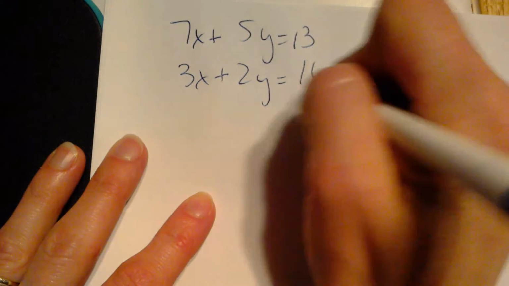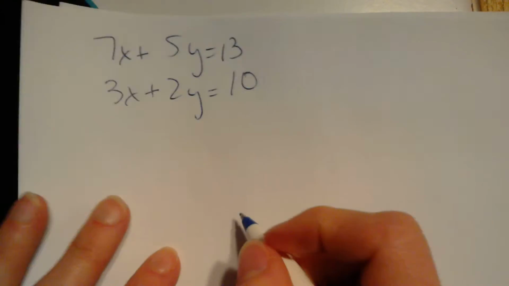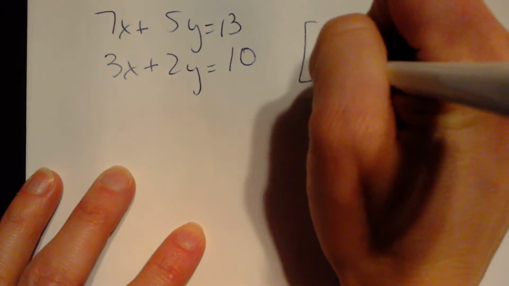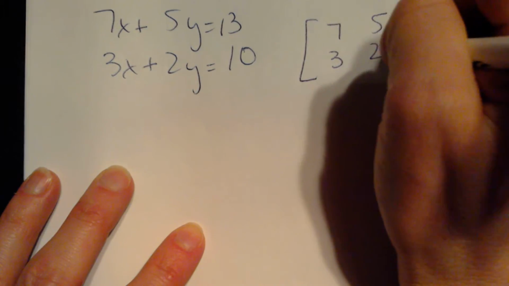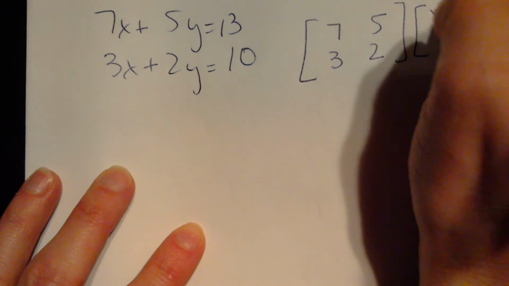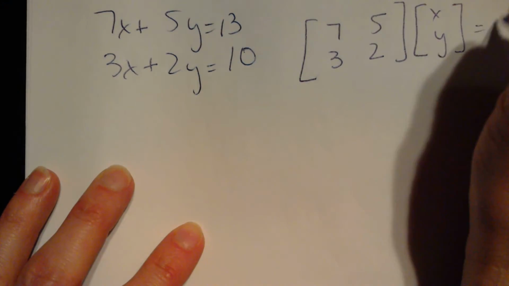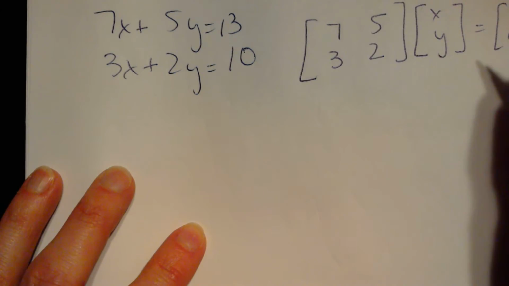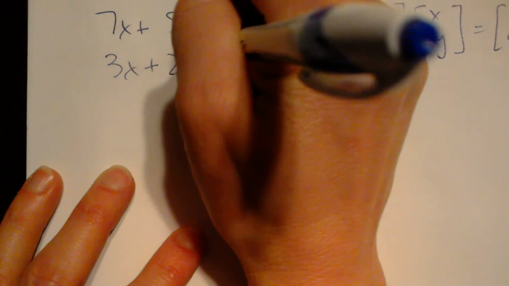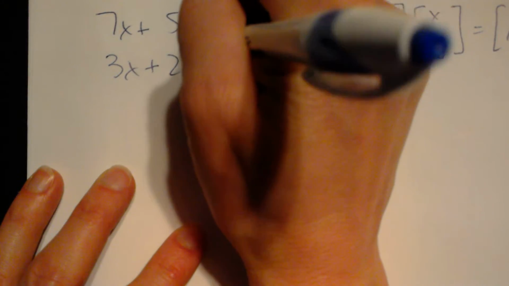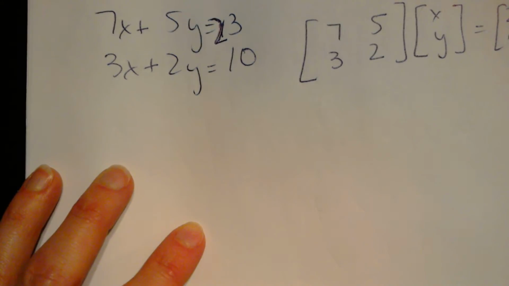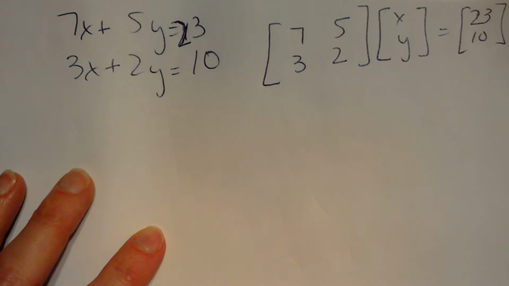So we're going to do the exact same thing. I'm going to set this up as a matrix. I've got 7, 3, 5, 2, times x, y, equals 13, 10. No, that should be 23. I looked at it again and thought, really? Both of those are the same. So 23, 10.